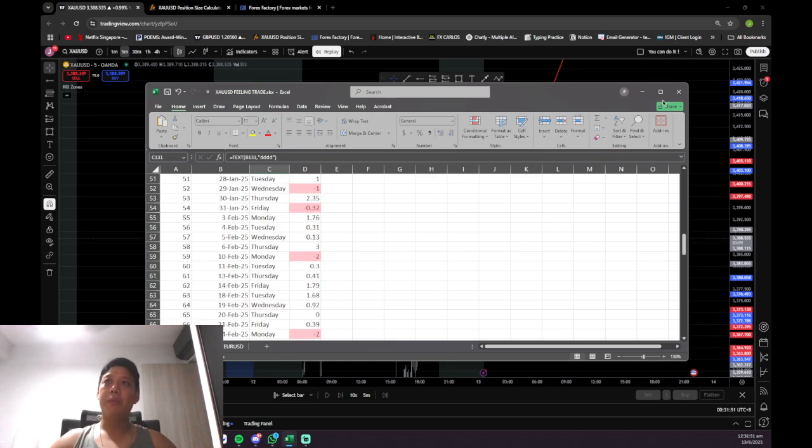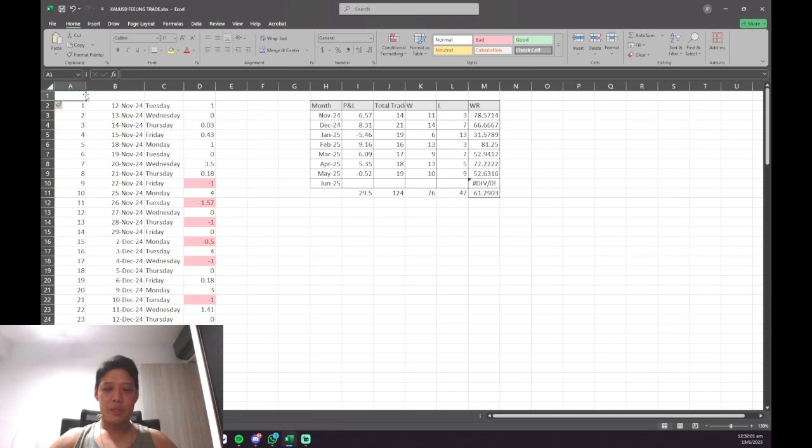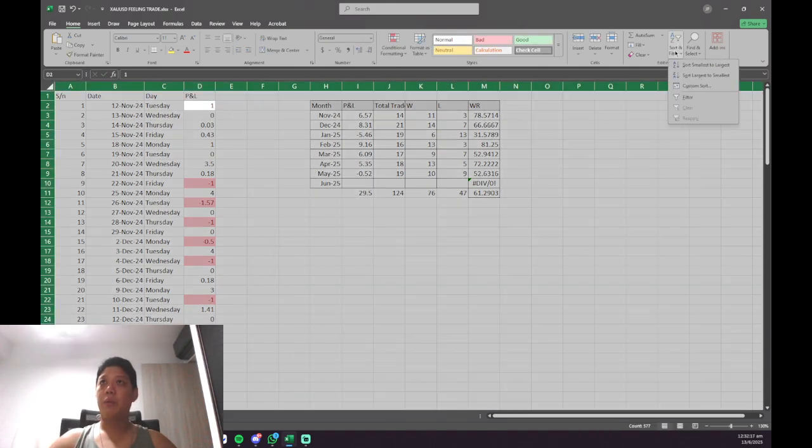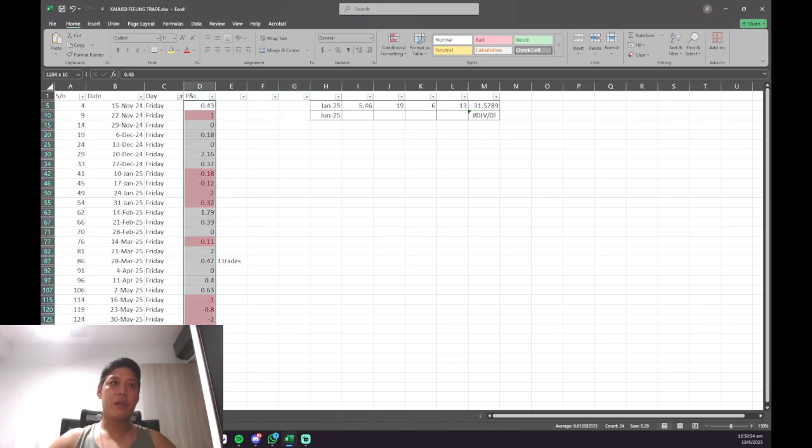So, for example, if I want to do an analysis, I will need to put in one more additional column. Let's see, serial number. Then this is date. This is day. Then this is just P&L. Okay, so let's say for this, for example, what you can do is filter. Let's say you just filter out all the Fridays. Then you can actually see your statistics.